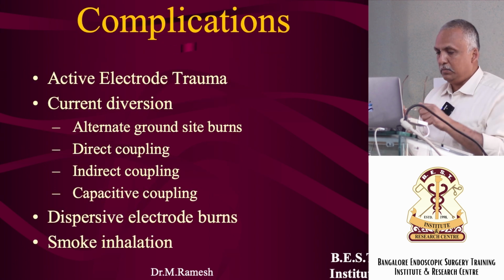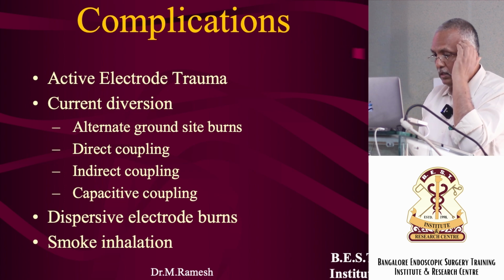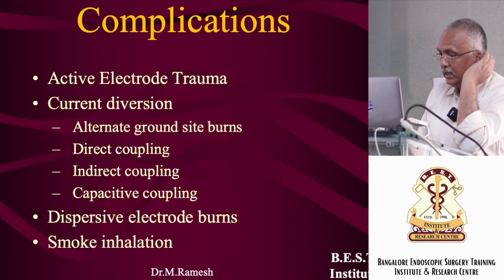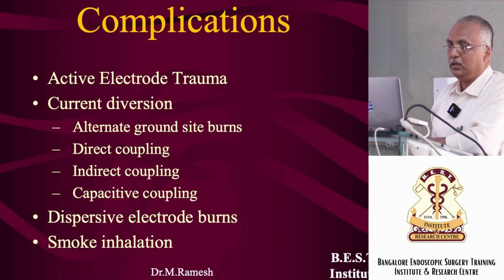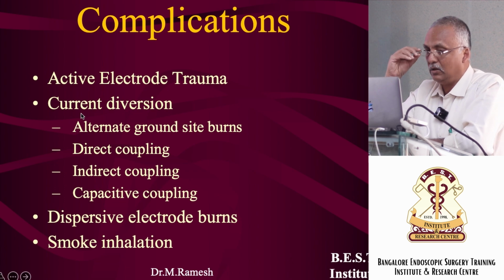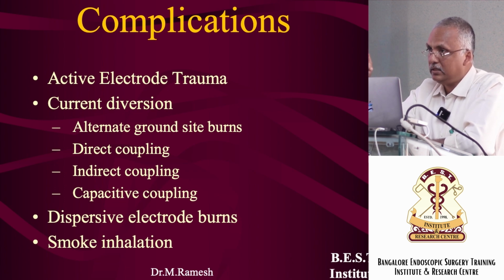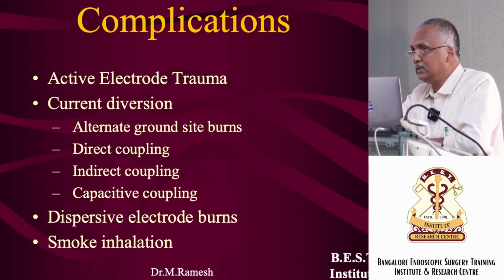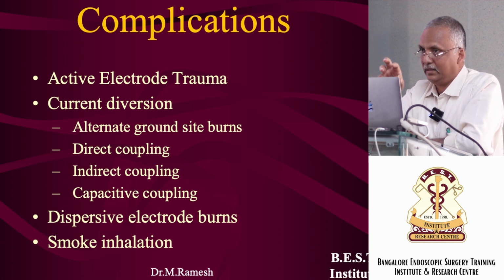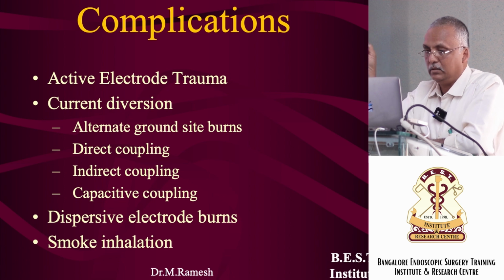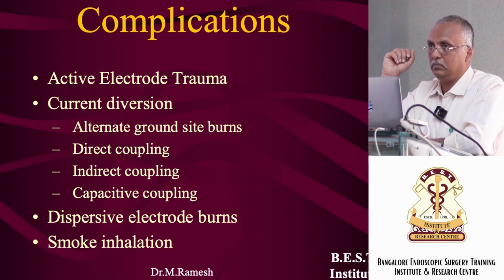Now, active electrode burns. Active electrode burns can happen because of different reasons. We also call it direct coupling. I told you the hook touches somewhere and then it can cause a burn. And then you have an insulation failure. Somewhere the insulation is gone and that part is touching something, but through your telescope you are not seeing it. So there you are getting a burn. That is also an active electrode burn.